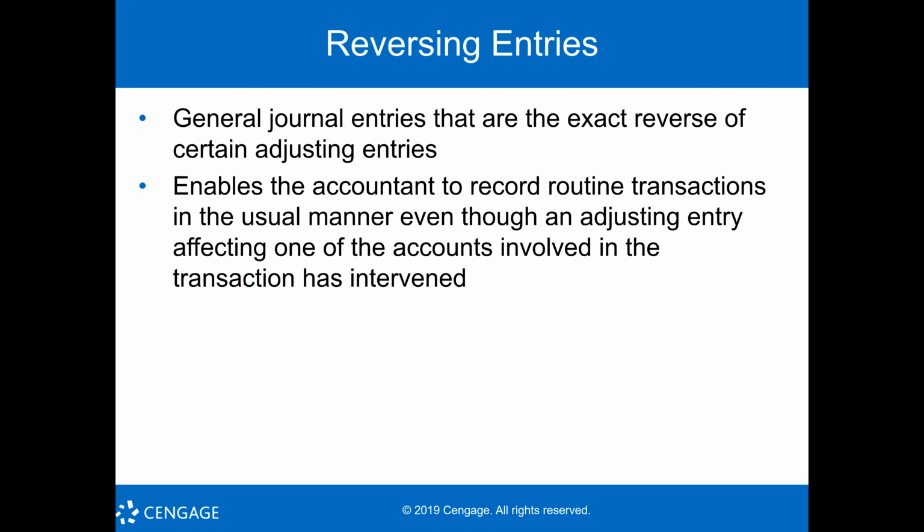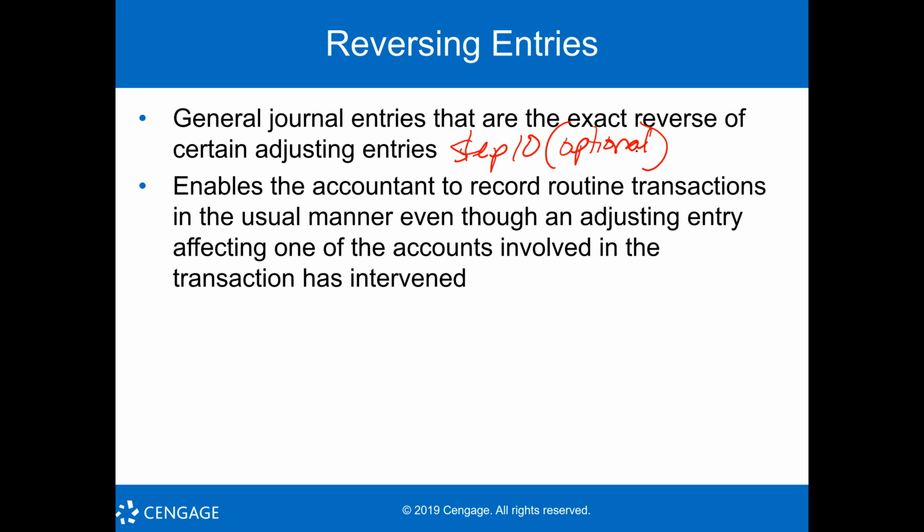Okay, finally, reversing entries. Again, we said this is step 10 of the accounting cycle, which, as it says on our accounting cycle, is an optional step. General journal entries that are the exact reverse of certain adjusting entries enable the accountant to record routine transactions in the usual manner, even though an adjusting entry affecting one of the accounts involved in the transaction has intervened.